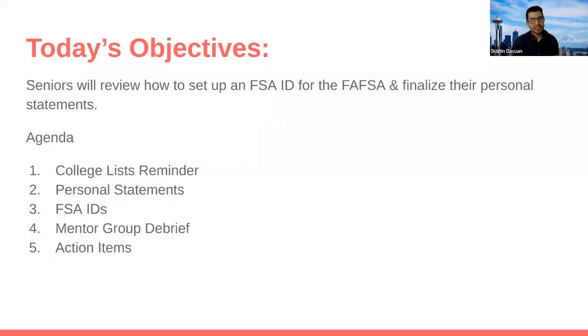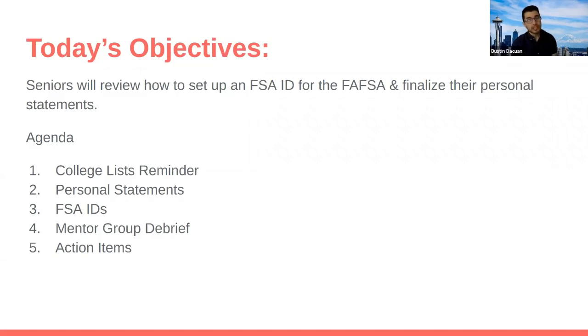Here's our objective today. Our objective is that seniors will review how to set up an FSA ID for the FAFSA and finalize their personal statements. So far, you've made some great college lists. We're going to review a little bit of those and then dive into the next big part of the application process, personal statements. We'll get a couple reminders about those college lists first.